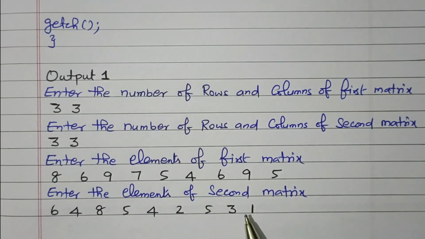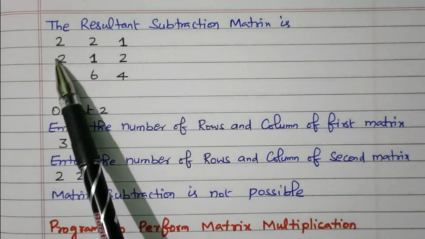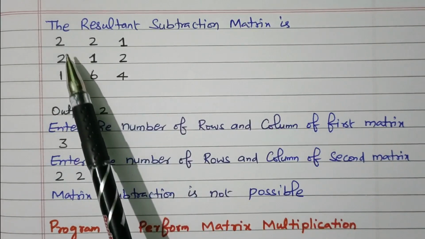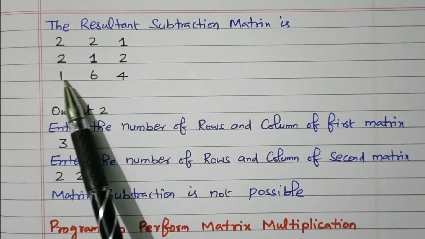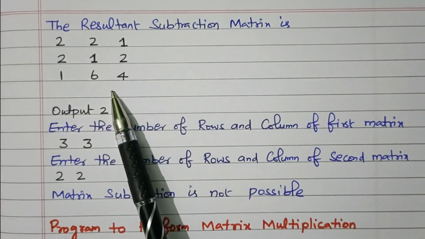Now it will take all the data and subtract it. Then we'll go to the resultant. See how the resultant matrix is printed, the subtraction matrix. So the resultant subtraction matrix is 2, 2, 1, 2, 1, 2, 1, 6, 4. What we discussed, same elements, right?